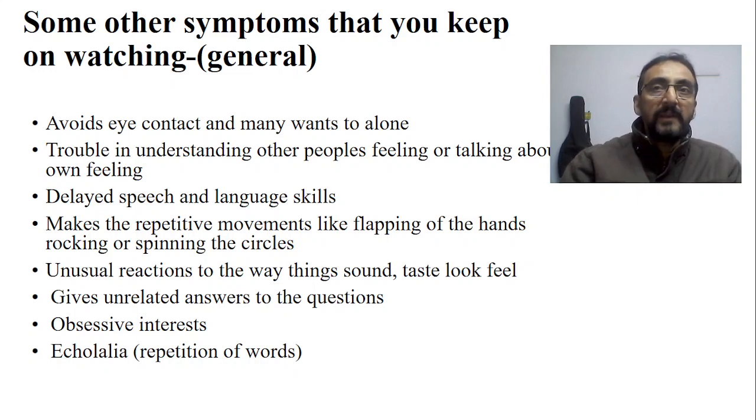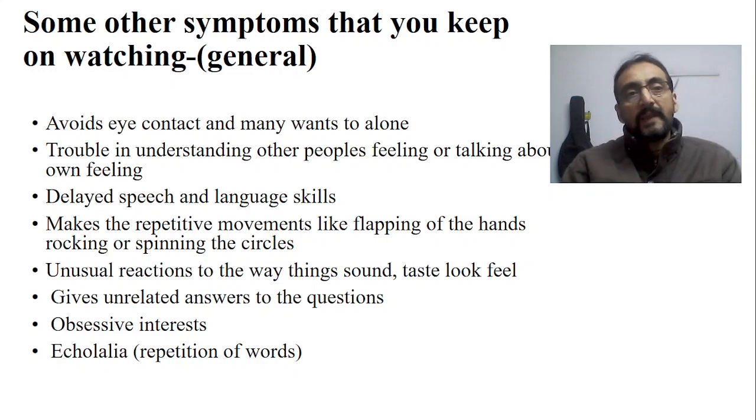That means parents, or teachers, or the caretakers need to watch some of the symptoms continually to understand whether the child is going towards autism or not. So what are such symptoms? Number one, you have to look into whether the child is avoiding eye contact.